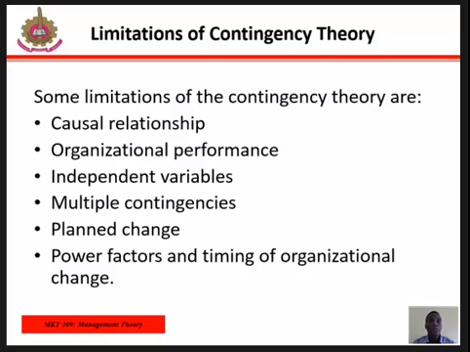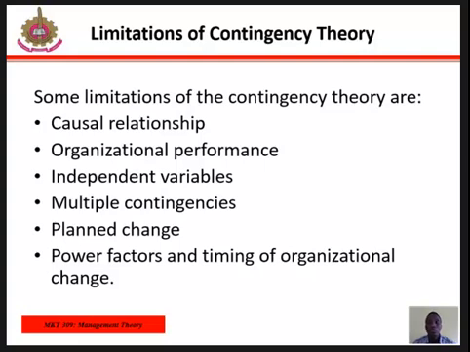Then limitations of contingency theory. Some limitations of contingency theory are 1. Causal relationships, 2. Organizational performance, 3. Independent variables, 4. Multiple contingencies, 5. Planned change, and lastly power factors and timing of organizational change. Explaining these limitations one after the other, starting with the causal relationship.